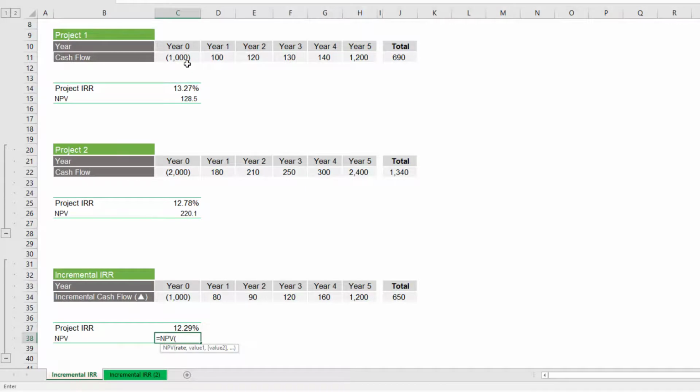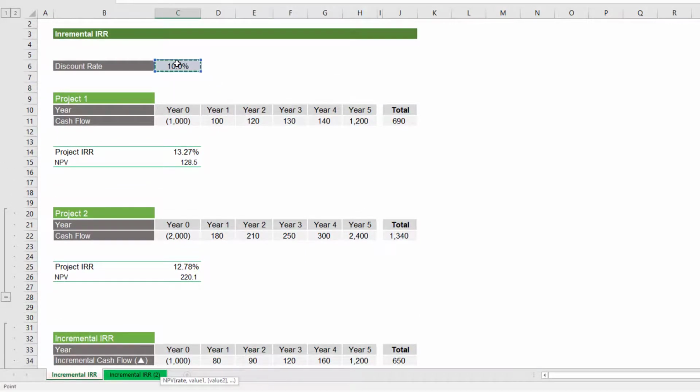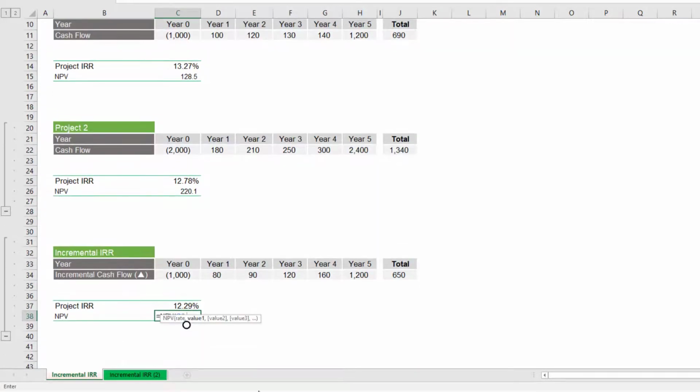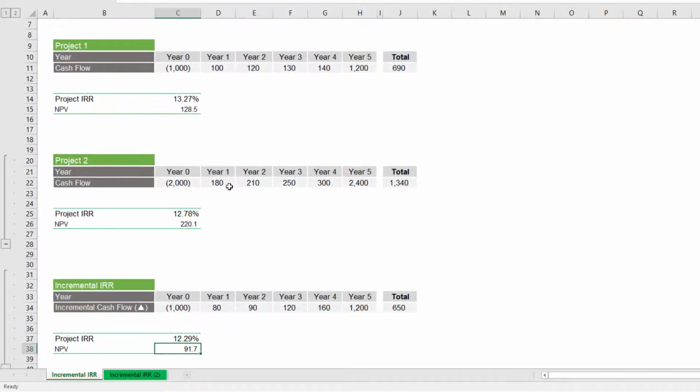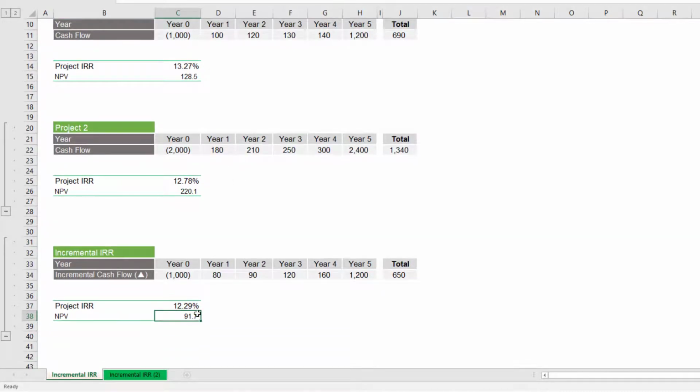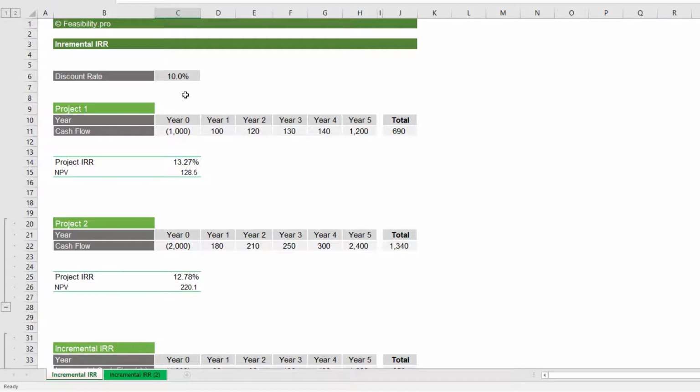the rate, which is 10%, and then you have the cash flows, which look like this. And then I add back the initial investment, which was this one, so 91. So what does it mean? It means that the incremental net cash of these projects gives me a positive NPV. And the IRR is also higher than my discount rate, which is my hurdle rate for this project.